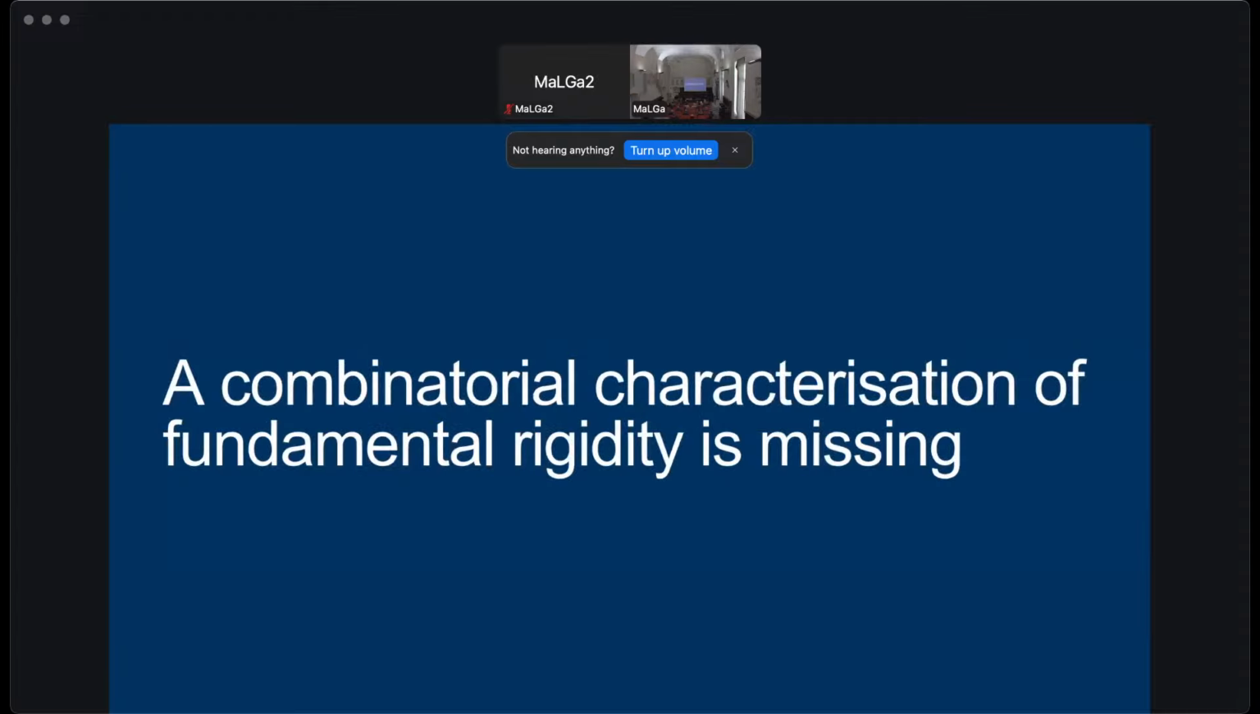So the thing that we are working on now is to find a combinatorial characterization for this fundamental rigidity, which is missing. This is probably a problem that we are the only ones who care about, but we like it, and so we will keep on trying to prove this.